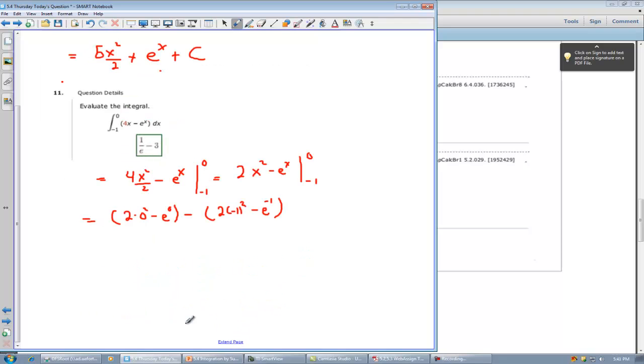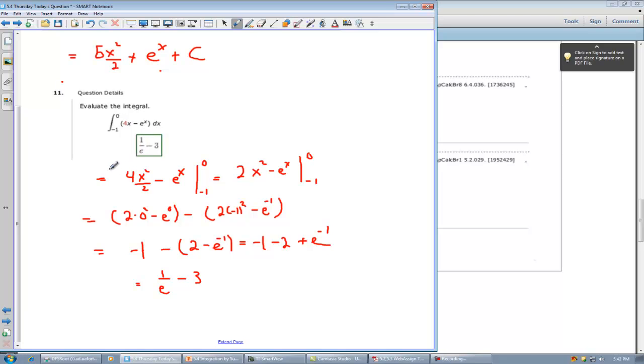And so for my answer, what I have is 0 minus e to the 0, which is -1, minus a 2 minus e to the -1. And so that's equal to a -1, a -2, and a minus is a plus e to the -1, which is simply equal to 1 over e, and then I have -1 minus 2, which is -3. And so you can see here the answer is 1 over e minus 3.